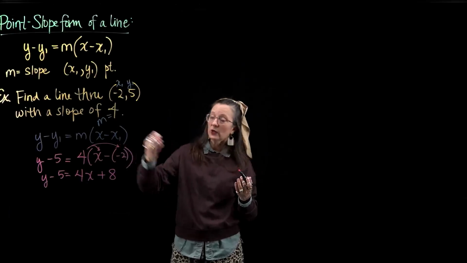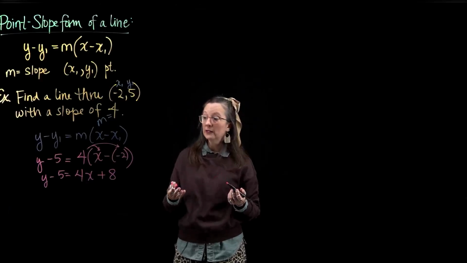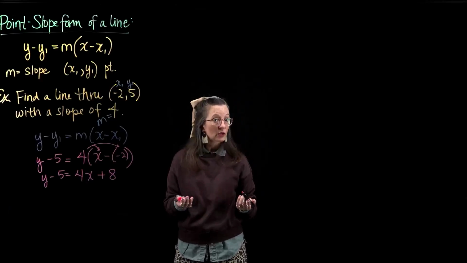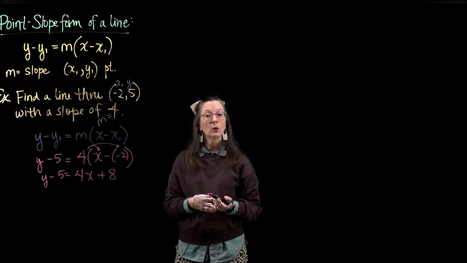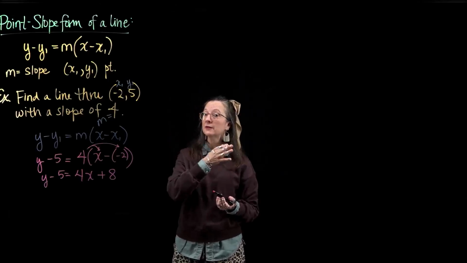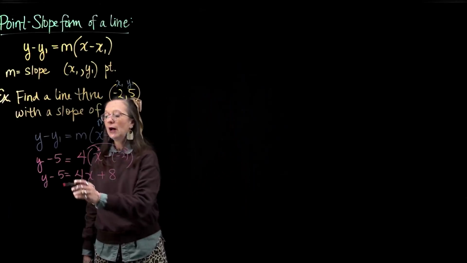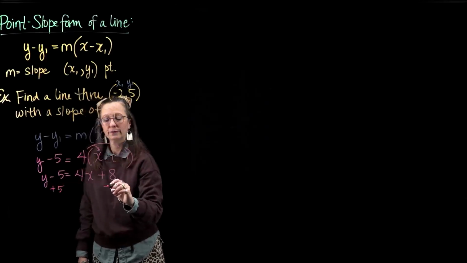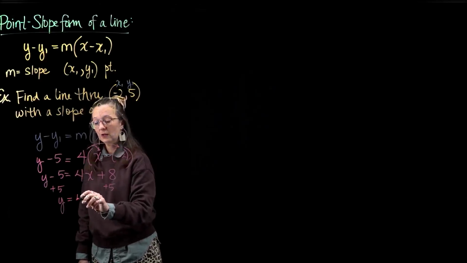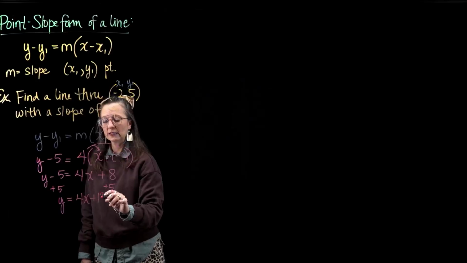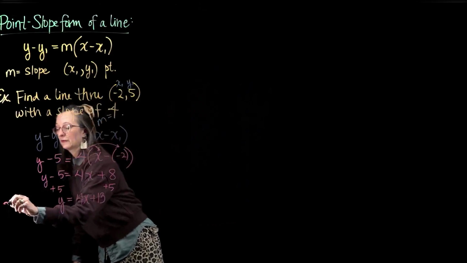Now, this question didn't specify if we wanted our answer in standard form or in slope-intercept form. Let's look at both. I'm going to start with slope-intercept form. That's the form where I want y equals mx plus b. So to get there from where we are now, I'm going to add 5 to both sides. So on the left-hand side, I have y equals, and the right-hand side is 4x plus 13. This is slope-intercept form.